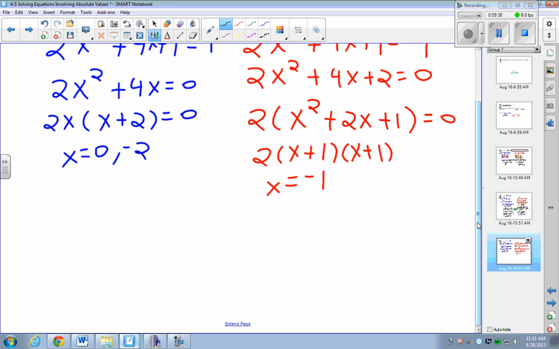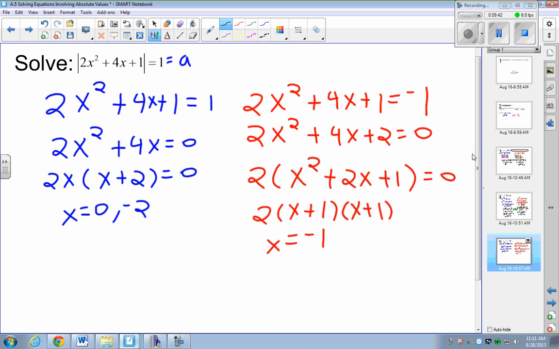So let's plug x equal to 0 back into our original equation to check for any extraneous solutions. And so we're going to have 0 plus 0 plus 1 is equal to 1. So this one checks off right away. So we're good here.